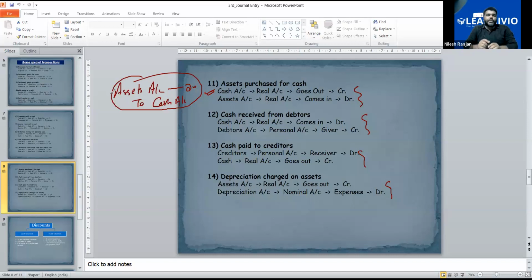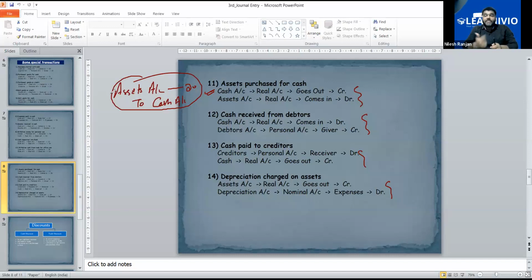Okay. Cash received from debtors. Obviously, debtor is giving cash. He is giver. He will be credited, and cash is coming. So cash account debit to debtors account. Cash paid to creditors. Now cash is paid. So cash is going out, and creditor is receiving it. So creditor account debit to cash account.